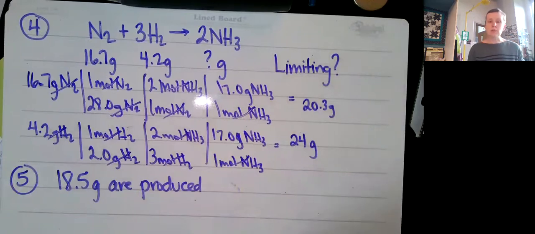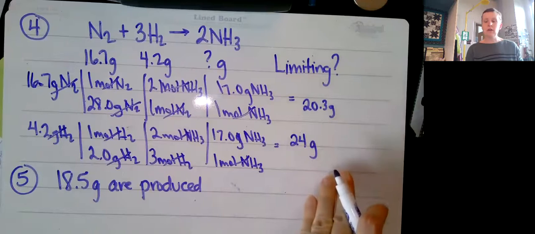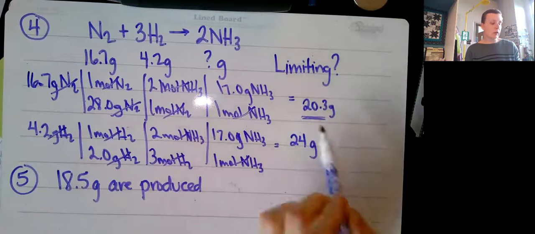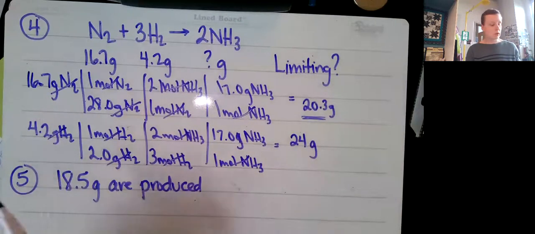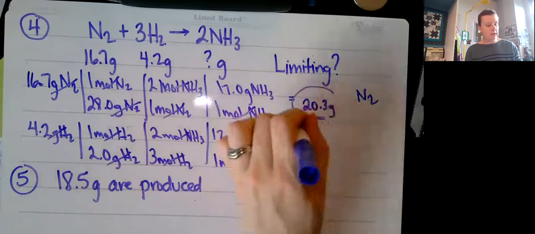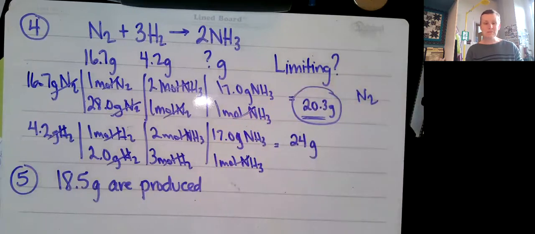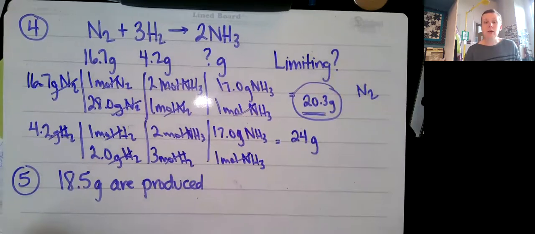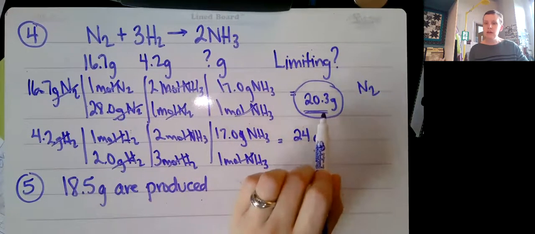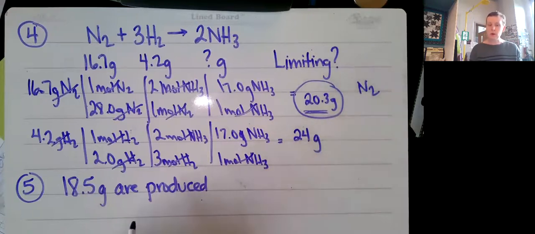So now we have to interpret. We can't make both of these amounts. We can't add these together. Don't do anything crazy like that. When we hit 20.3 grams, the nitrogen will run out. We can never get to 24 grams because there's no more nitrogen to react and form NH3. So N2 was our limiting reactant, and this is how much NH3 can be made. And that's all theoretical, right? We're calculating how much should be able to be produced in a perfect world. So this is our theoretical yield for the next question.